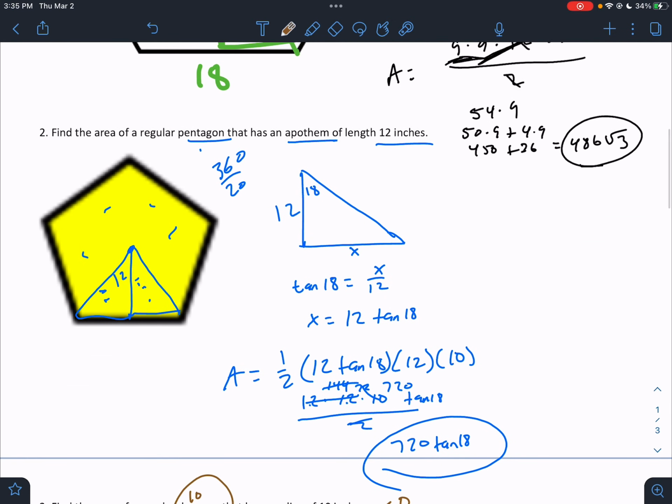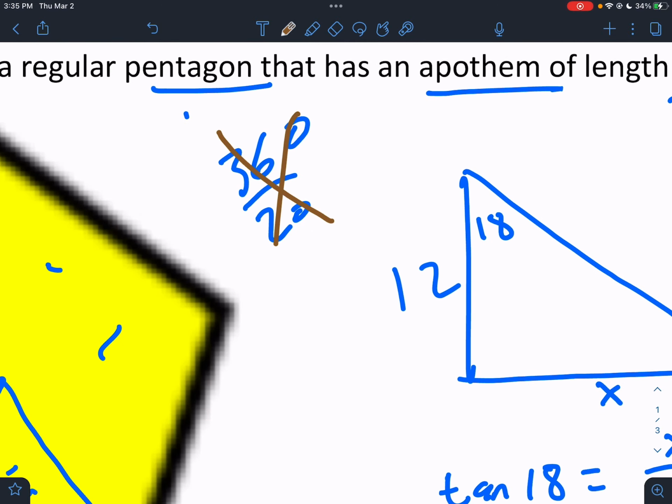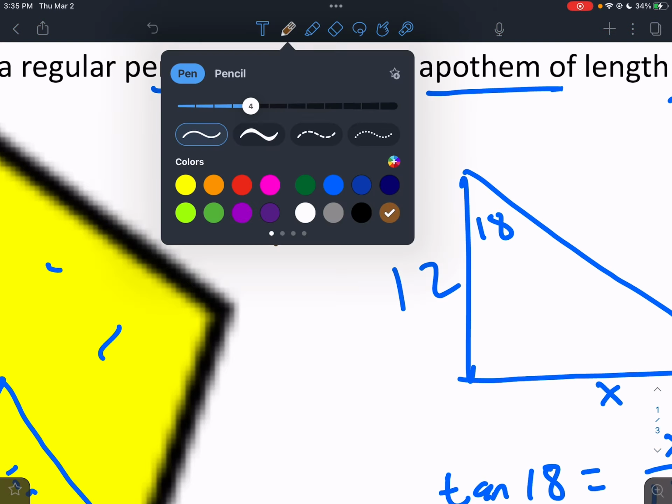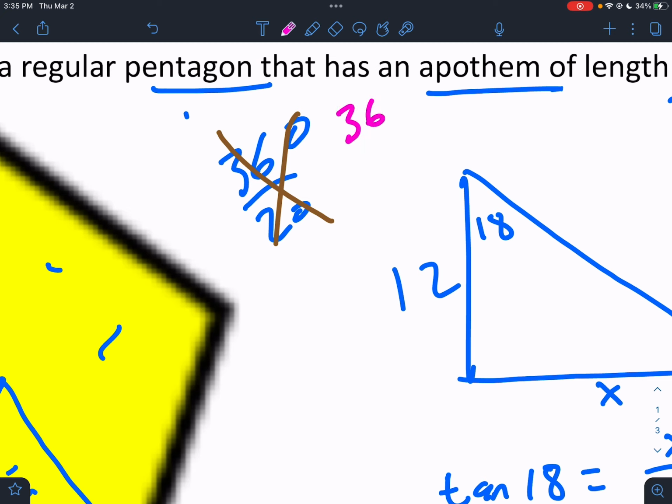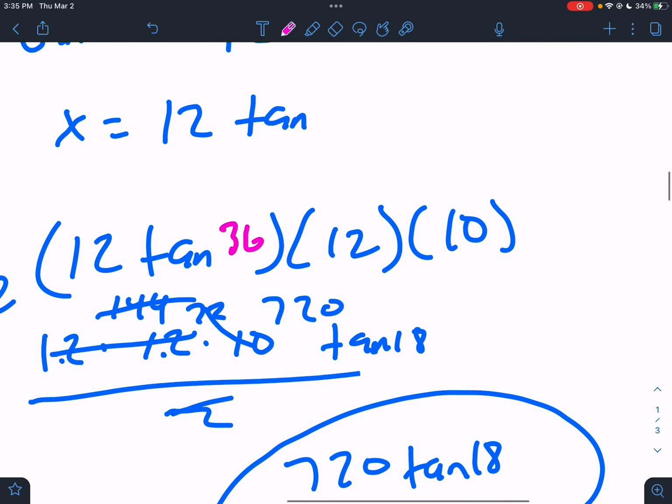Oh, no. I messed up on the last one. This is incorrect. Hopefully you're still watching. I messed up. This would actually be 360 divided by 10. What am I doing? This would be 36. So let's fix it everywhere we see it. I apologize. It's 36 the whole time.